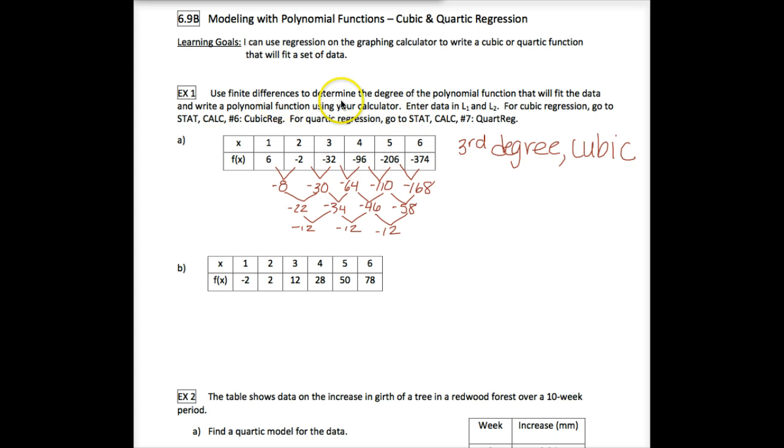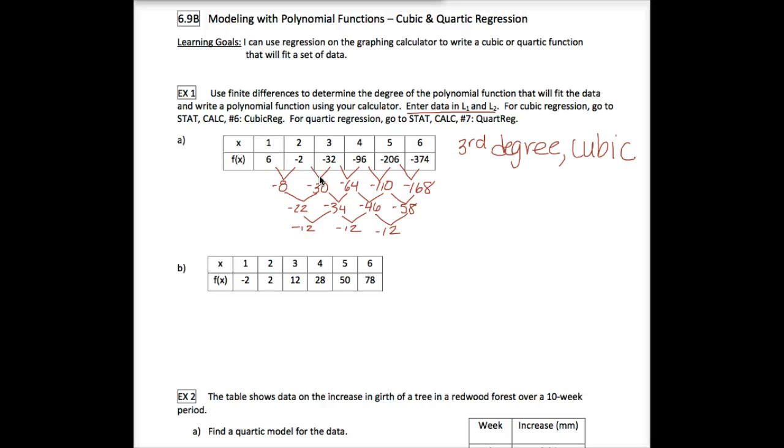So after you do the finite differences, then we're going to enter our data in L1 and L2. Remember that you want to clear the data out first if you've already got data in there. So to clear out, you press Stat and then choice 4, and then tell it which lists to clear. Once you're ready to enter the data, remember you press Stat and then choice 1 for edit.